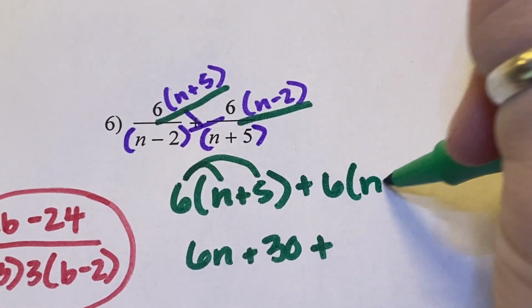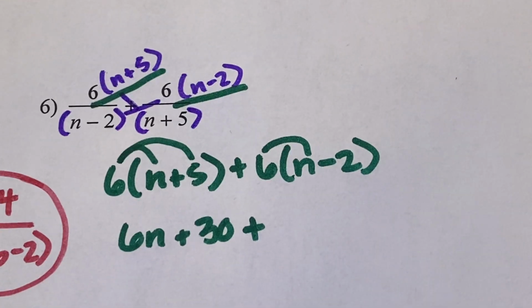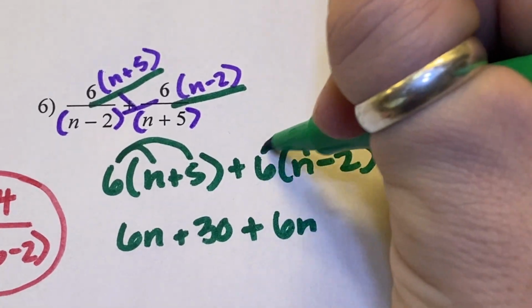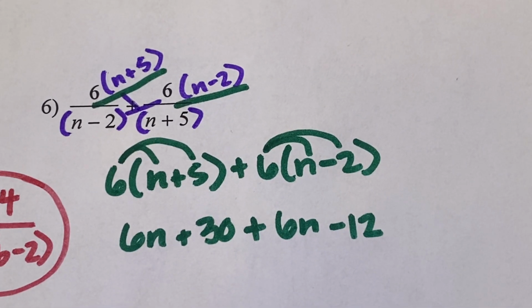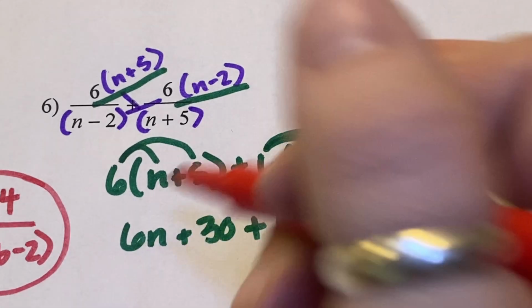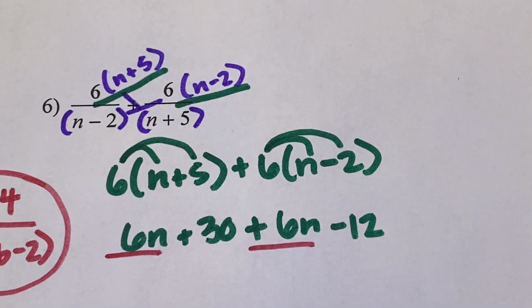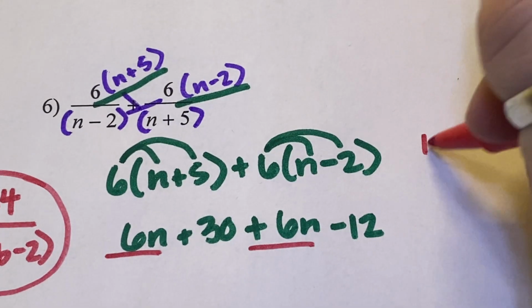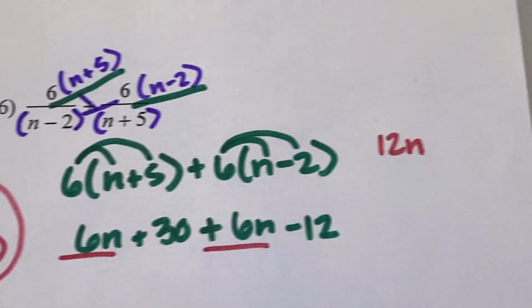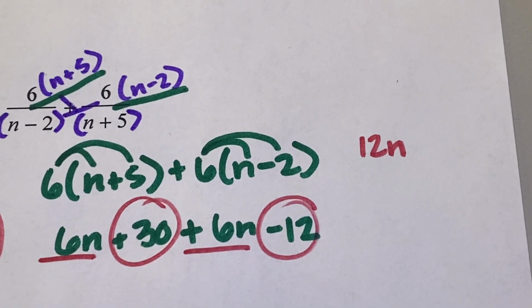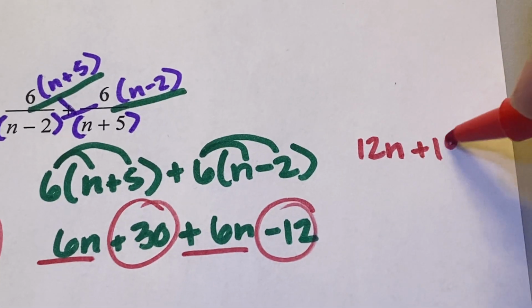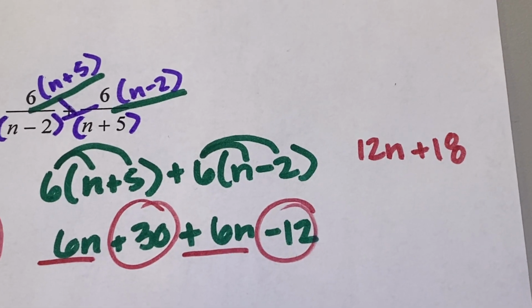Okay, then we're adding it to this next piece. So 6 times n minus 2. What's 6 times n? 6n. What's 6 times negative 2? Negative 12. Okay, that's just our numerator. Now let's go ahead and combine like terms. Where are my like terms? 6n and 6n. If I have 6 and I'm adding 6, how many n's do I have? 12n. Other like terms? 30 minus 12. What is 30 minus 12? That's going to be 18. Okay, there's our numerator.